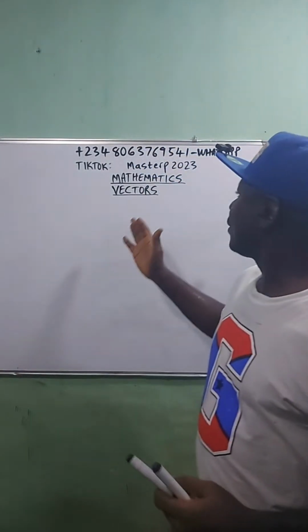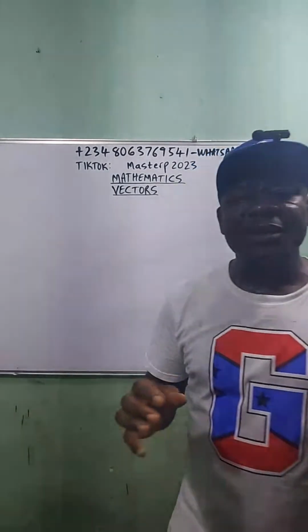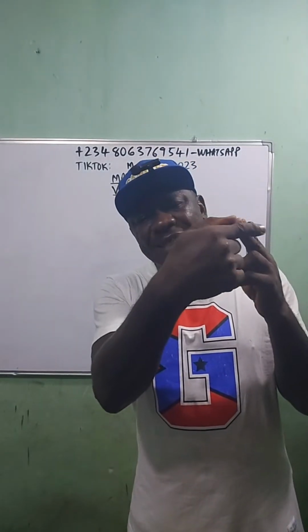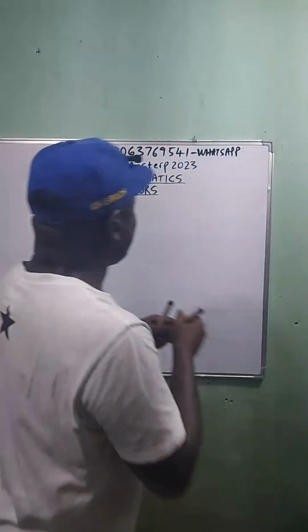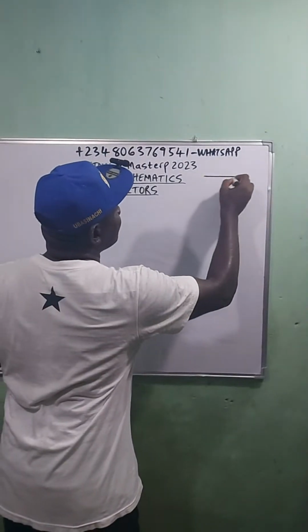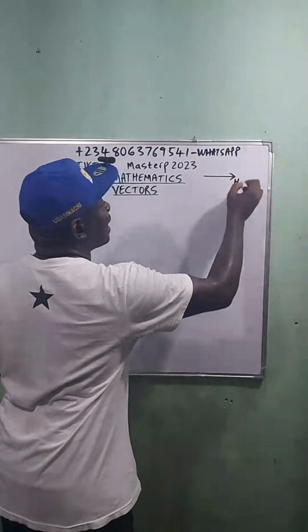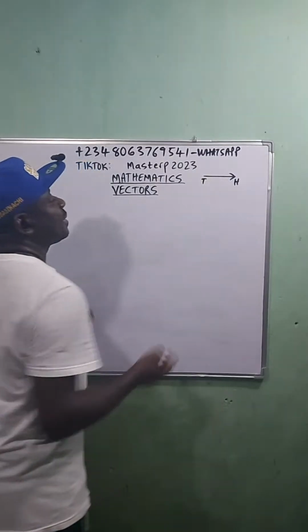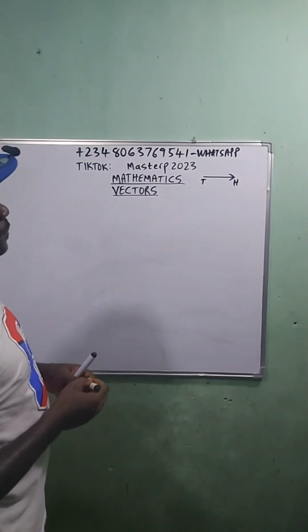So now, a vector quantity is represented using an arrow. The sharp point of that arrow is the head, and the other point is the tail. So if this is the head of that vector, then this will be the tail of the vector.